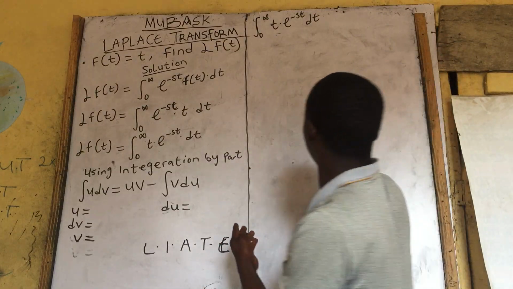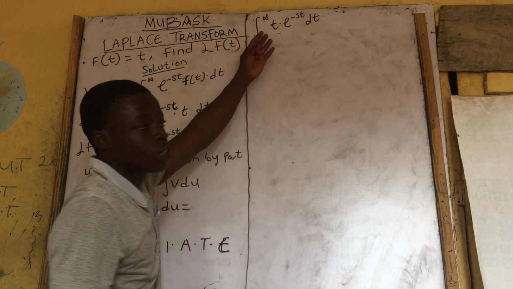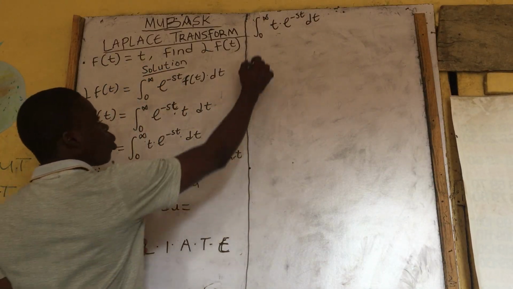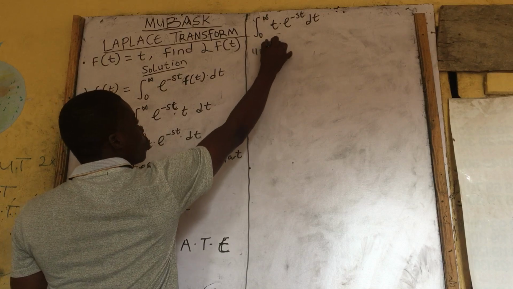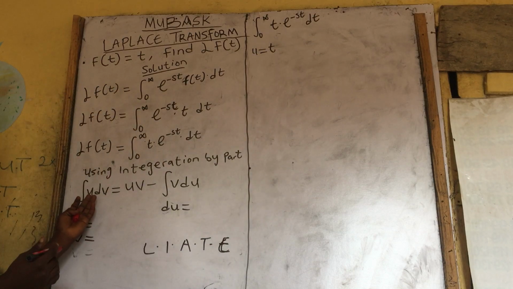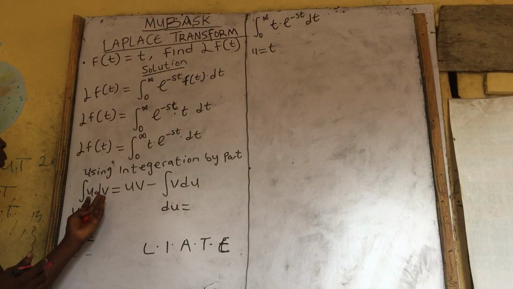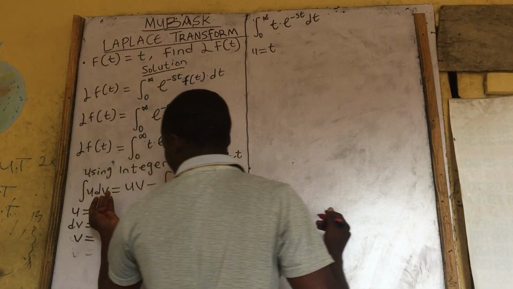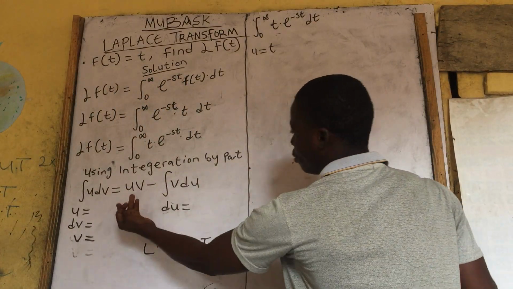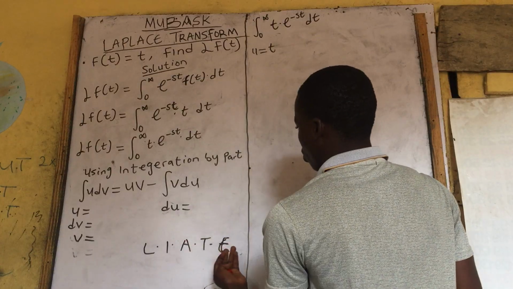That is our u. Our algebraic is t. That is our u to be equal to t. If we look at the formula, our u comes before dv. The next step we are looking for dv. Our dv is unknown.